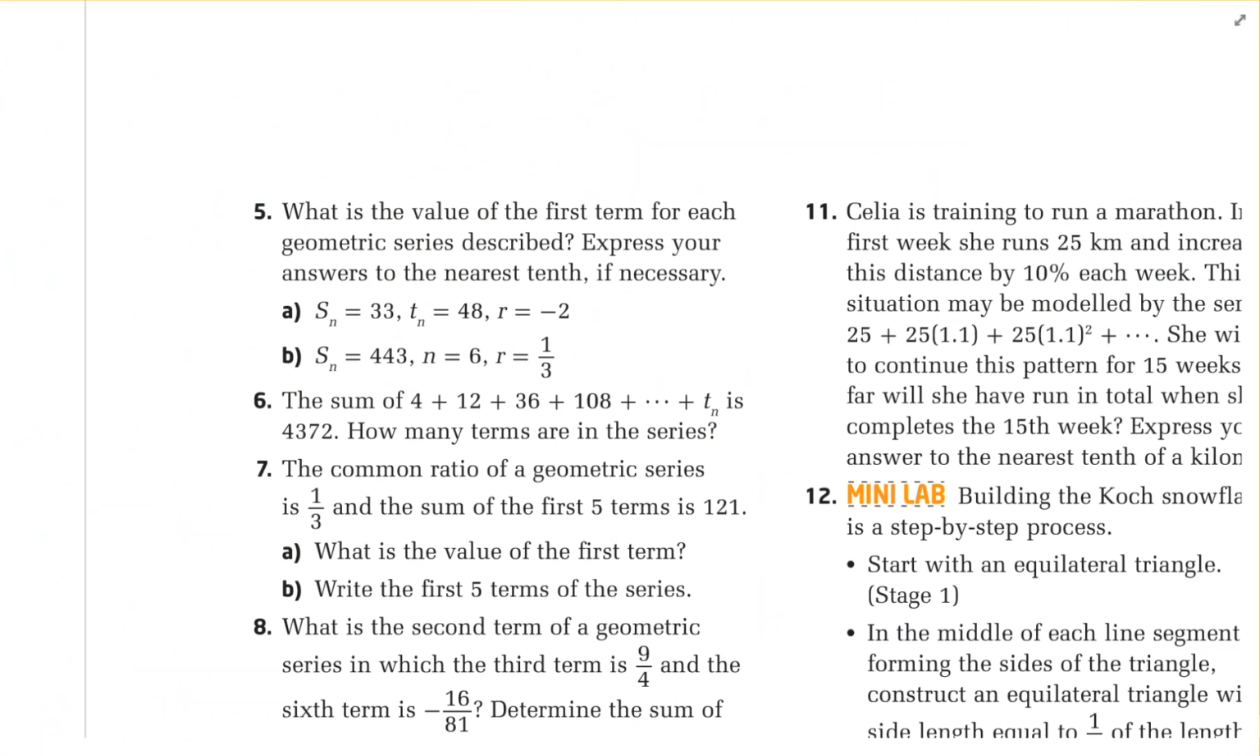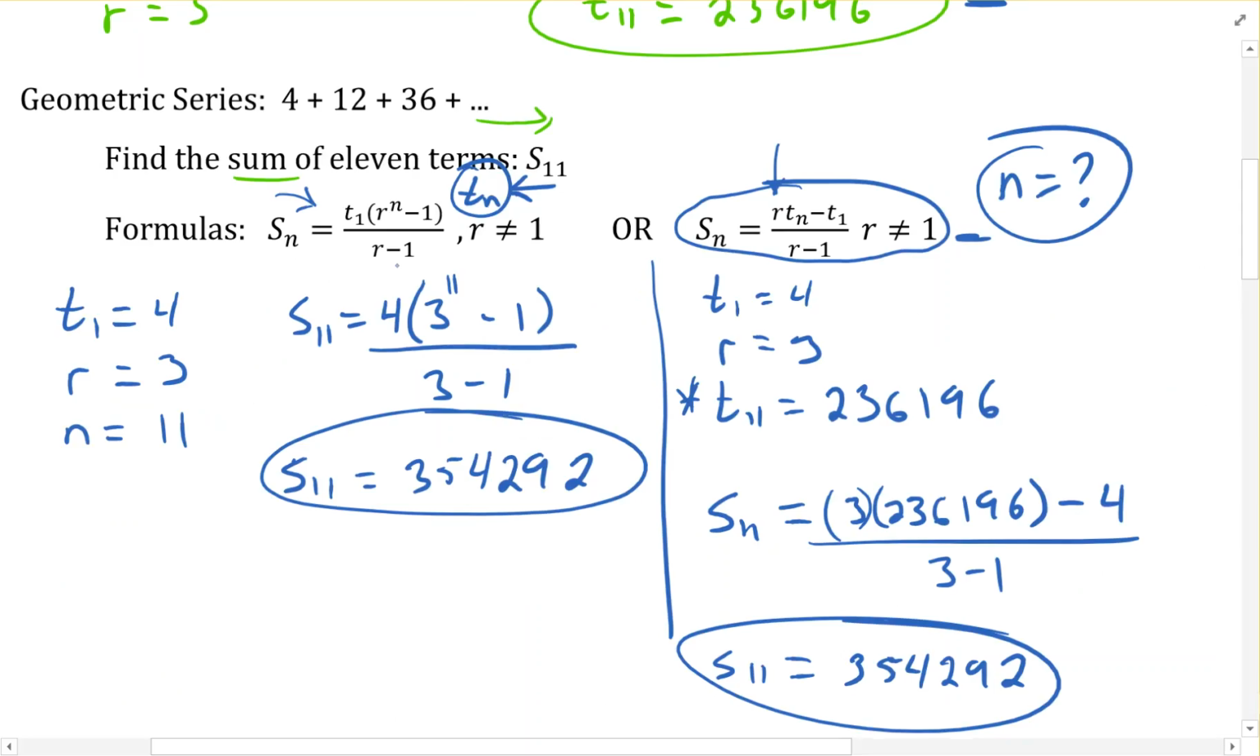Okay, number 5. Now we're looking for the first term, so T1. We've got to figure out which formula to use for A and B, though. So for A, we know Tn. Doesn't look like we know N, right? Don't know N. So which formula would you use? So looking at this, which one doesn't know N? Well, that's this one. So that's the formula we're going to start off with.